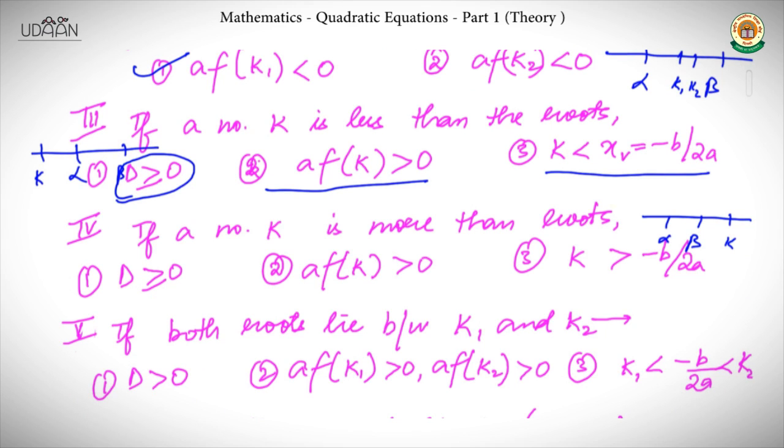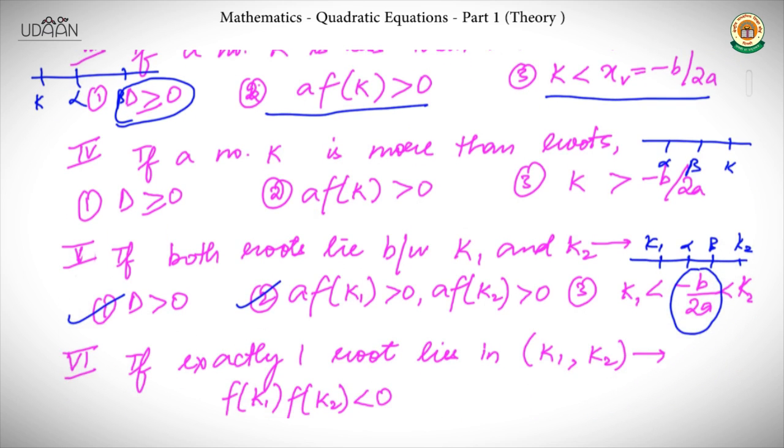The fifth case, we see if both the roots lie between k1 and k2, that is, let there be two numbers k1 and k2 and let the roots alpha and beta lie between these numbers. For that case, firstly, the discriminant should be greater than 0. Secondly, a f of k1 should be greater than 0 and also a f of k2 should be greater than 0. And thirdly, the vertex point, that is minus b by 2a, should lie between k1 and k2, depending on which is the smaller and the bigger number.